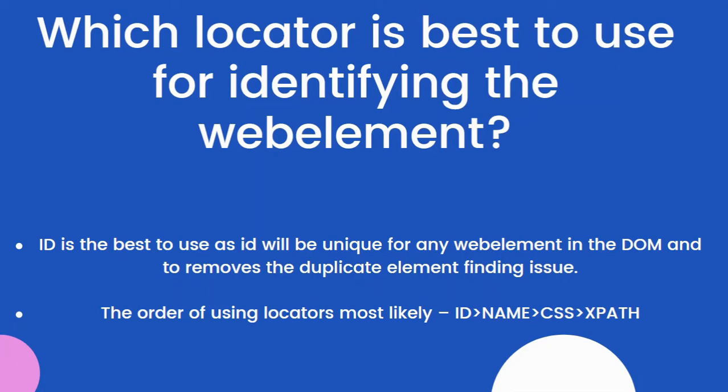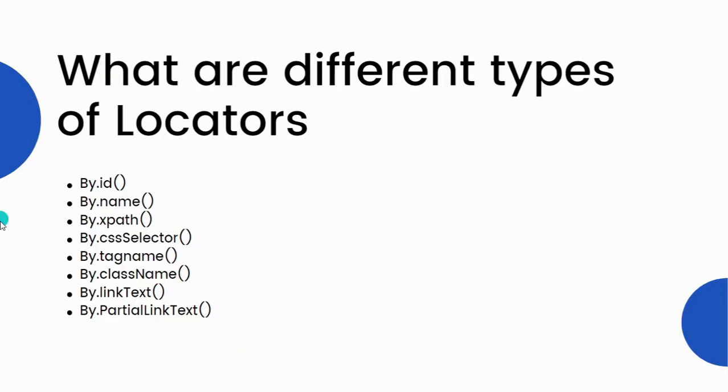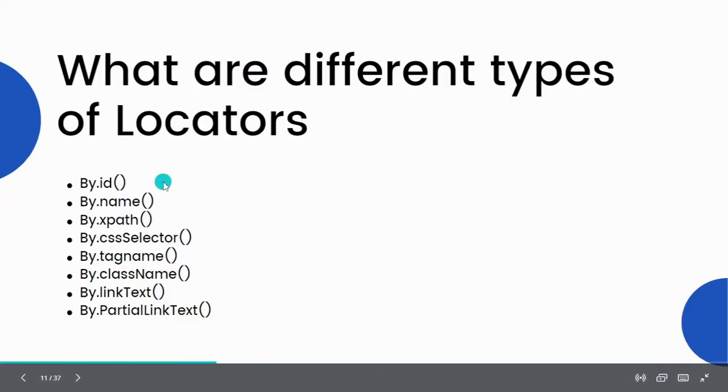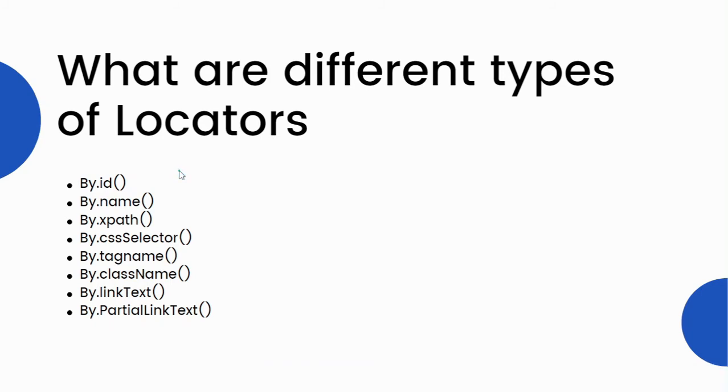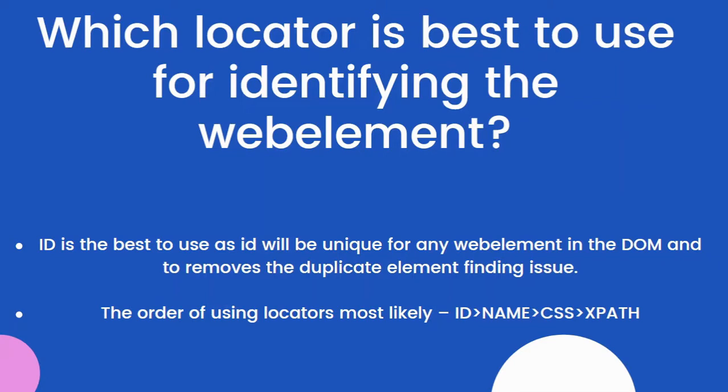The next one is, which locator is the best to use for identifying the web element? We have seen these are all the different locator techniques we have in Selenium. But which one is the preferred one to use, and why do we use it? The answer is we always go by using the ID. So by ID is the most preferred one to use.